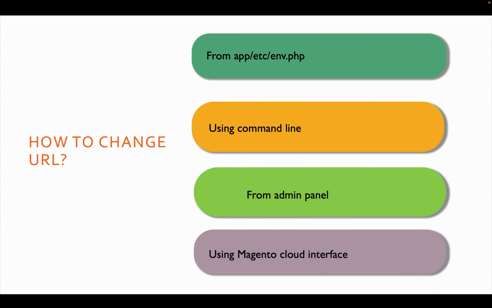And if you are using Magento Cloud, you can change the admin panel by logging to your Magento Cloud interface also. And if you are using Magento Cloud, you can use Magento Cloud command also to change the admin panel URL path. Now let's go ahead and see how to implement all these 4 scenarios.